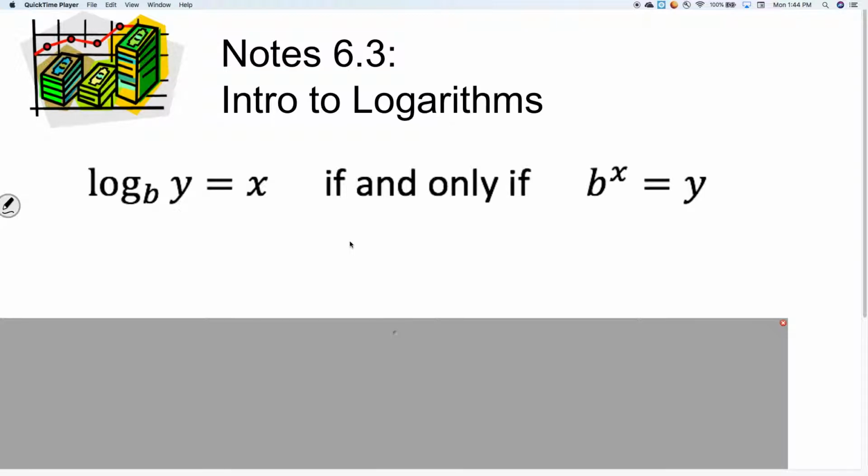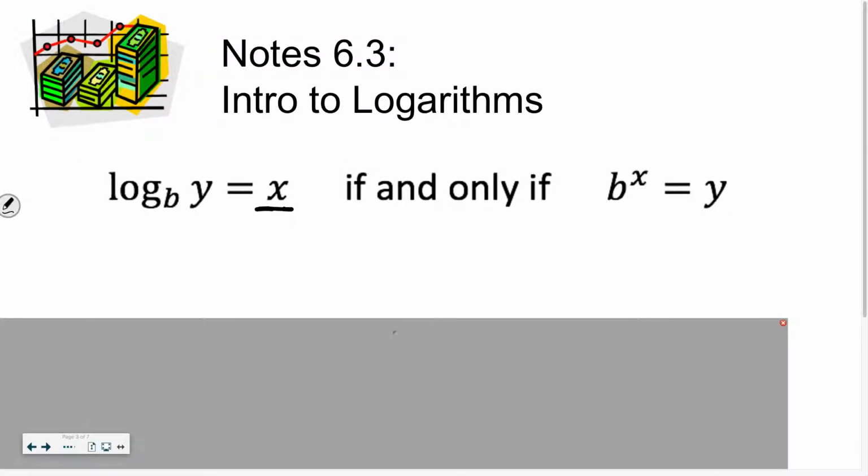Okay? Then there's some number y. That's the thing that we're going to take the log of. And when we take the log of something, we get some answer, and that answer is an exponent. So to say a phrase like log base b of y is to ask the question, what exponent do I raise b to get y? So it's asking me to answer exponent.